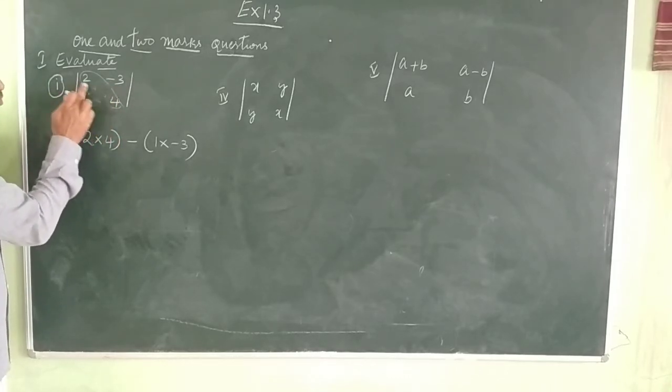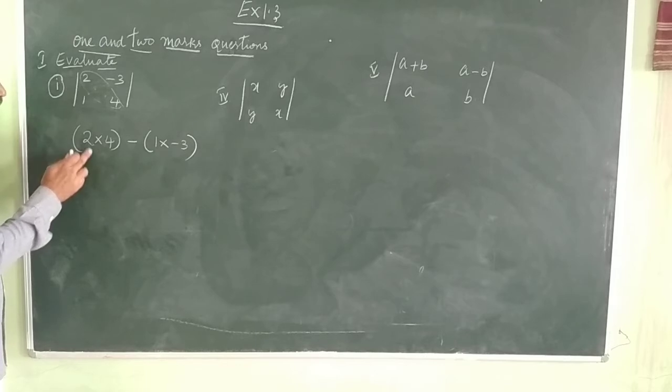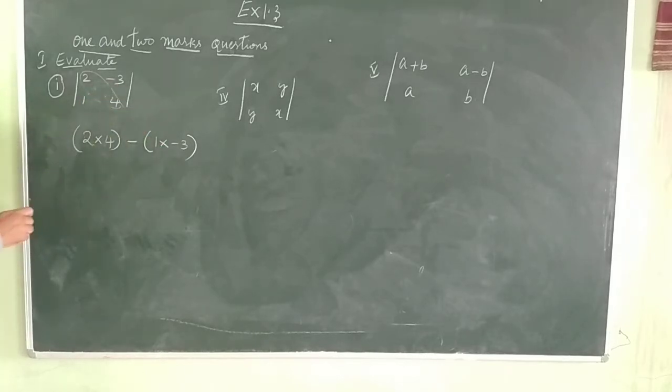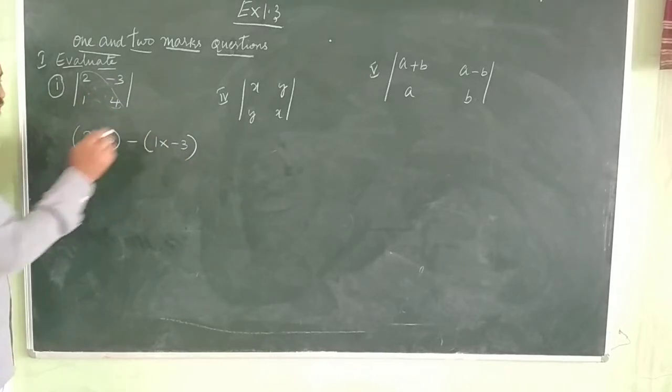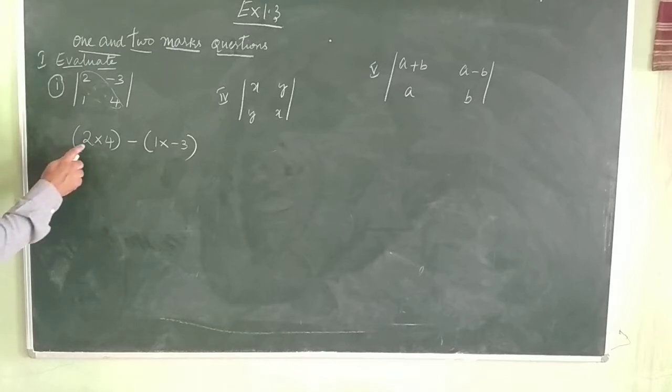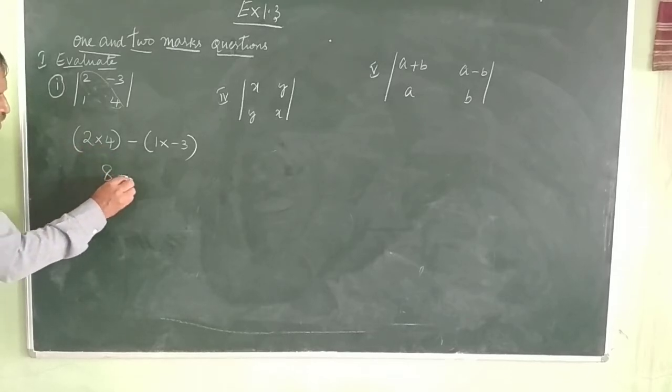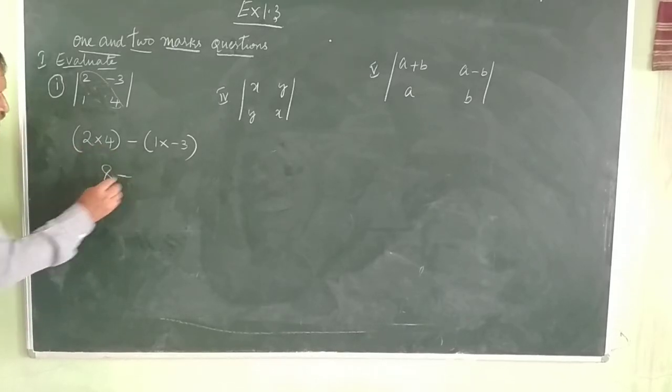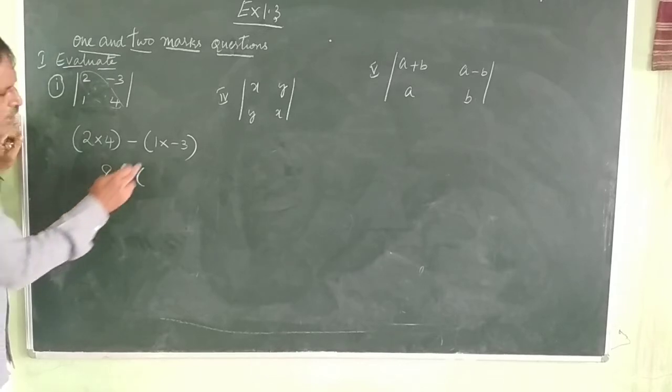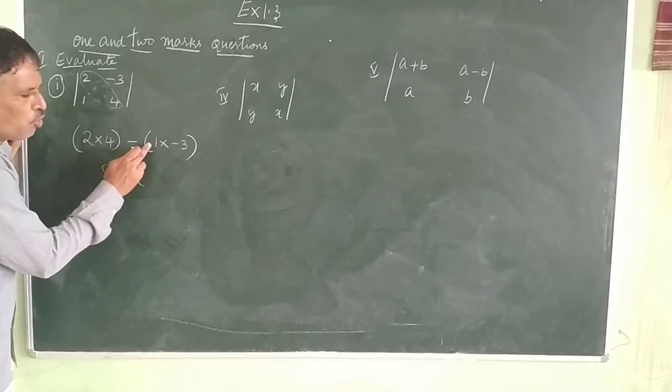So what do we have as the principal diagonal? 2 and 4. What do we have as the secondary diagonal? 1 and minus 3. So the product of the principal diagonal minus the product of the secondary diagonal. 2 4s are 8, minus. Now here, a negative sign is given, and here no sign is given, which means it is a positive sign only.